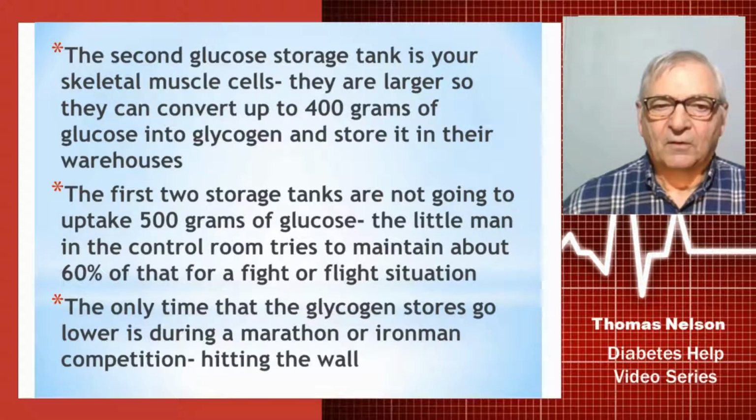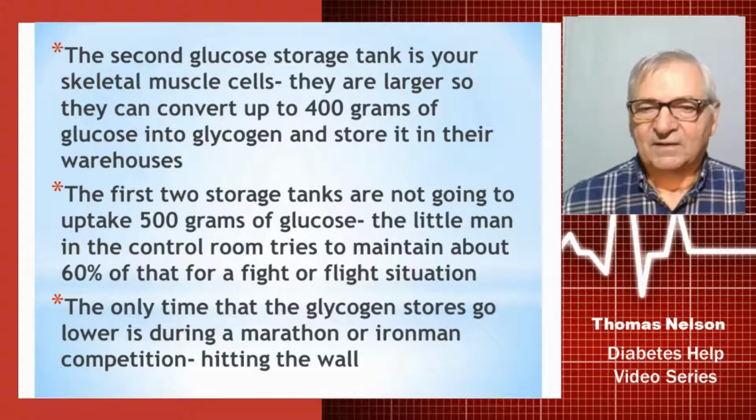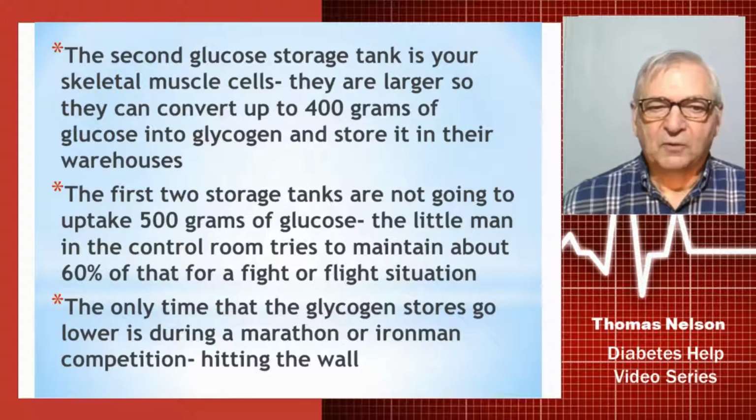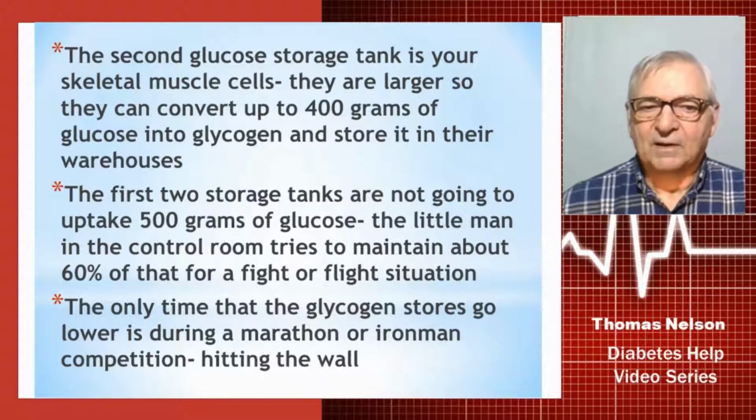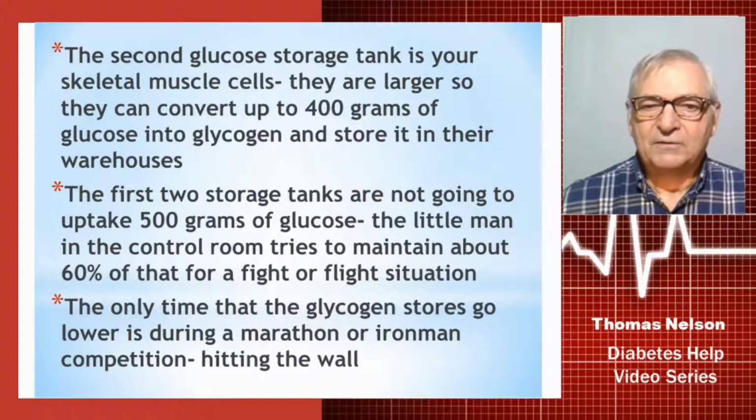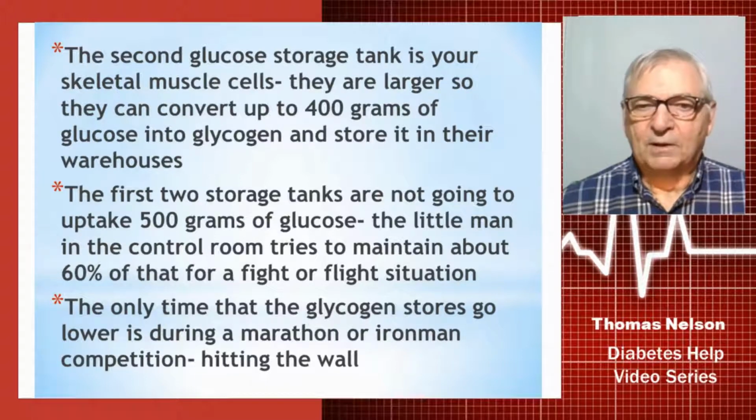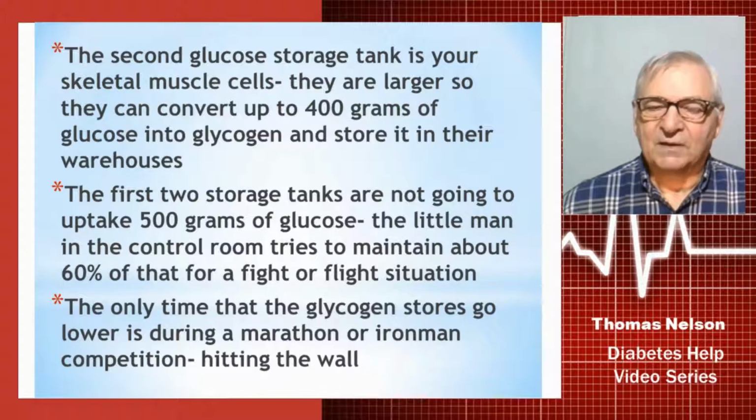So the first 2 storage tanks are not going to take up 500 grams of glucose, as this might suggest, for the same reason. The little man in the control room usually tries to maintain about a 60% level of glycogen in storage, so that you have something there in the event that you come face to face with a grizzly bear and you need to either fight or run. That glycogen could very quickly be converted into energy to provide for that.